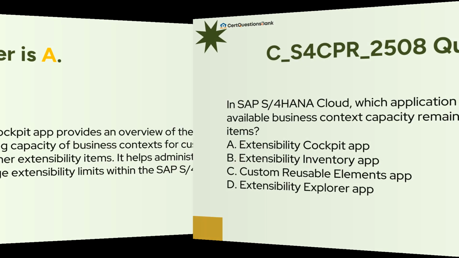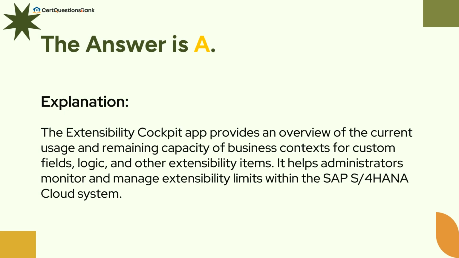The answer is A. The Extensibility Cockpit app provides an overview of the current usage and remaining capacity of business contexts for custom fields, logic, and other extensibility items. It helps administrators monitor and manage extensibility limits within the SAP S/4HANA Cloud system.